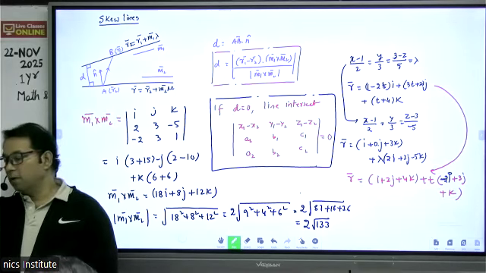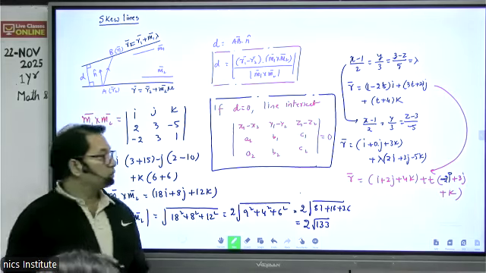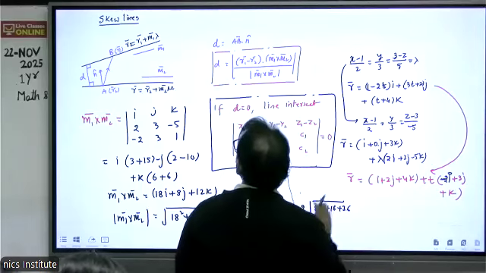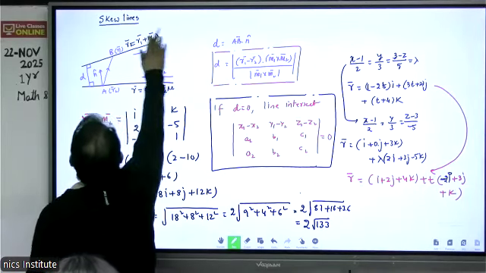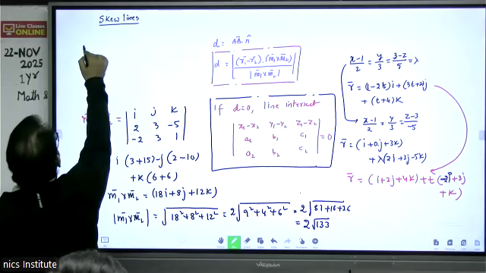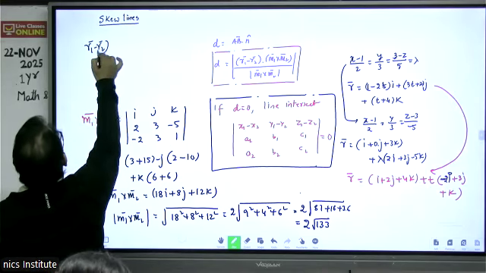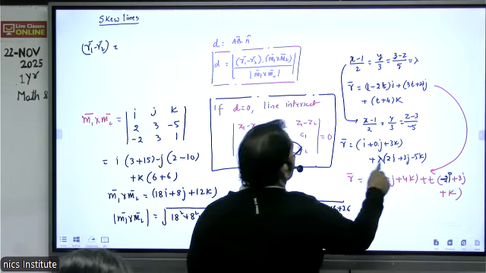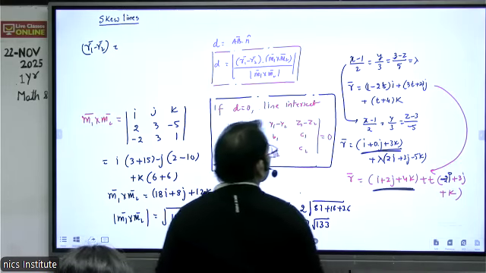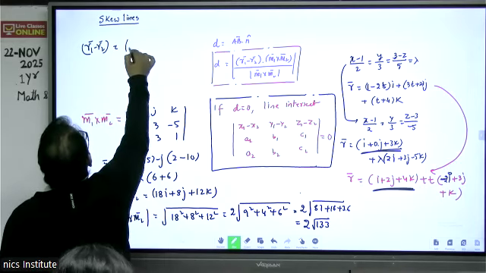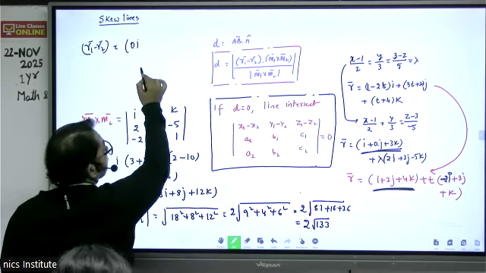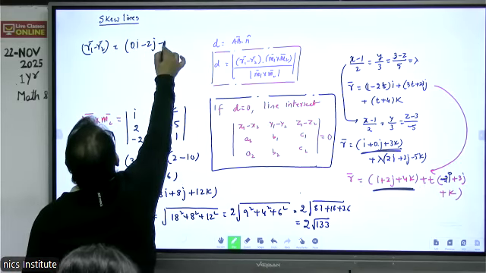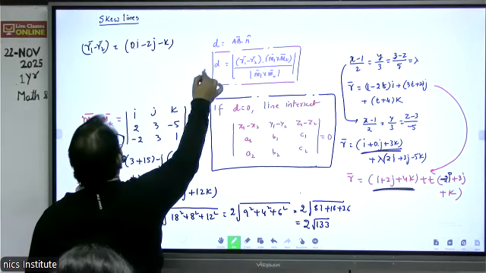Now let's substitute this in the formula. You also find R1 minus R2. It won't make a difference whether you find R2 minus R1 or R1 minus R2 because there's a modulus sign. So R1 minus R2 will be, this is R1 and this is R2. So it will be 0I minus 2J minus K. And then this formula.